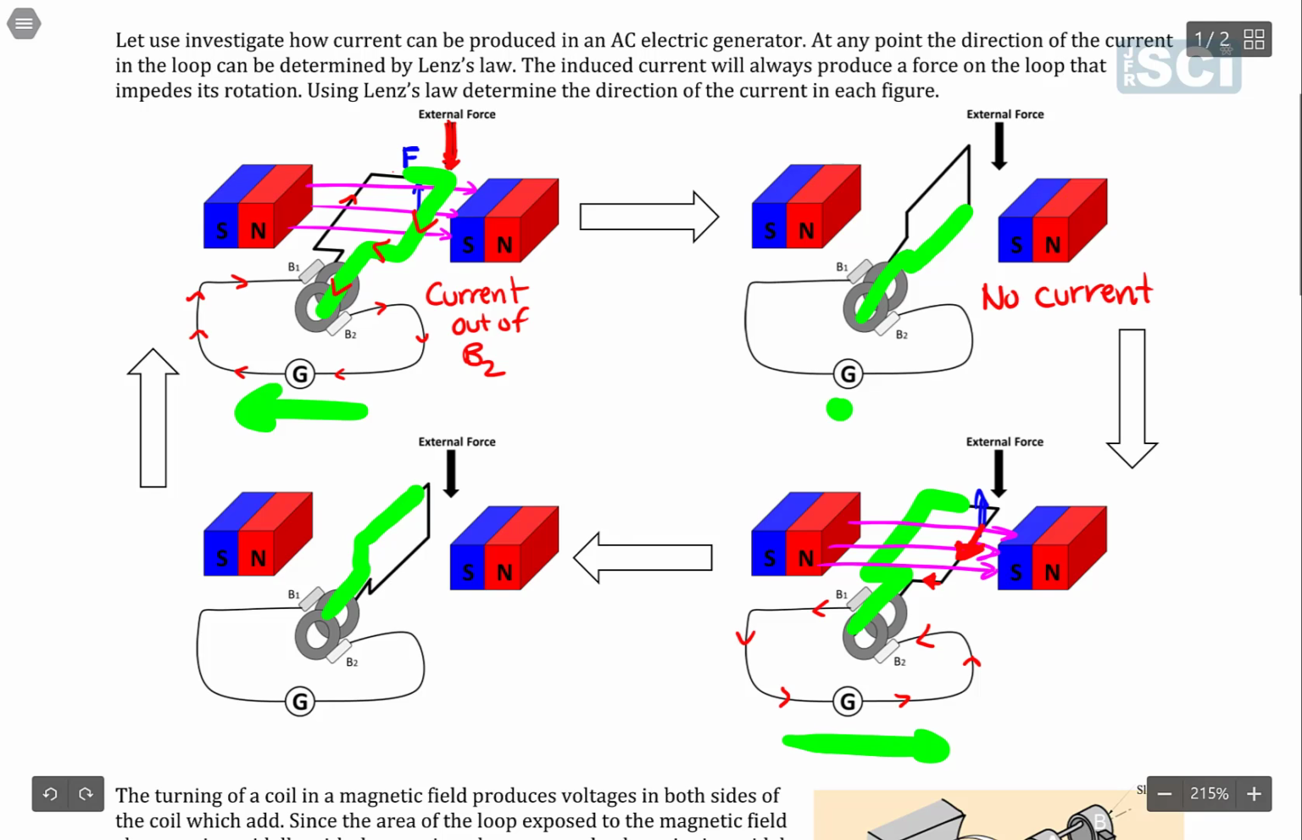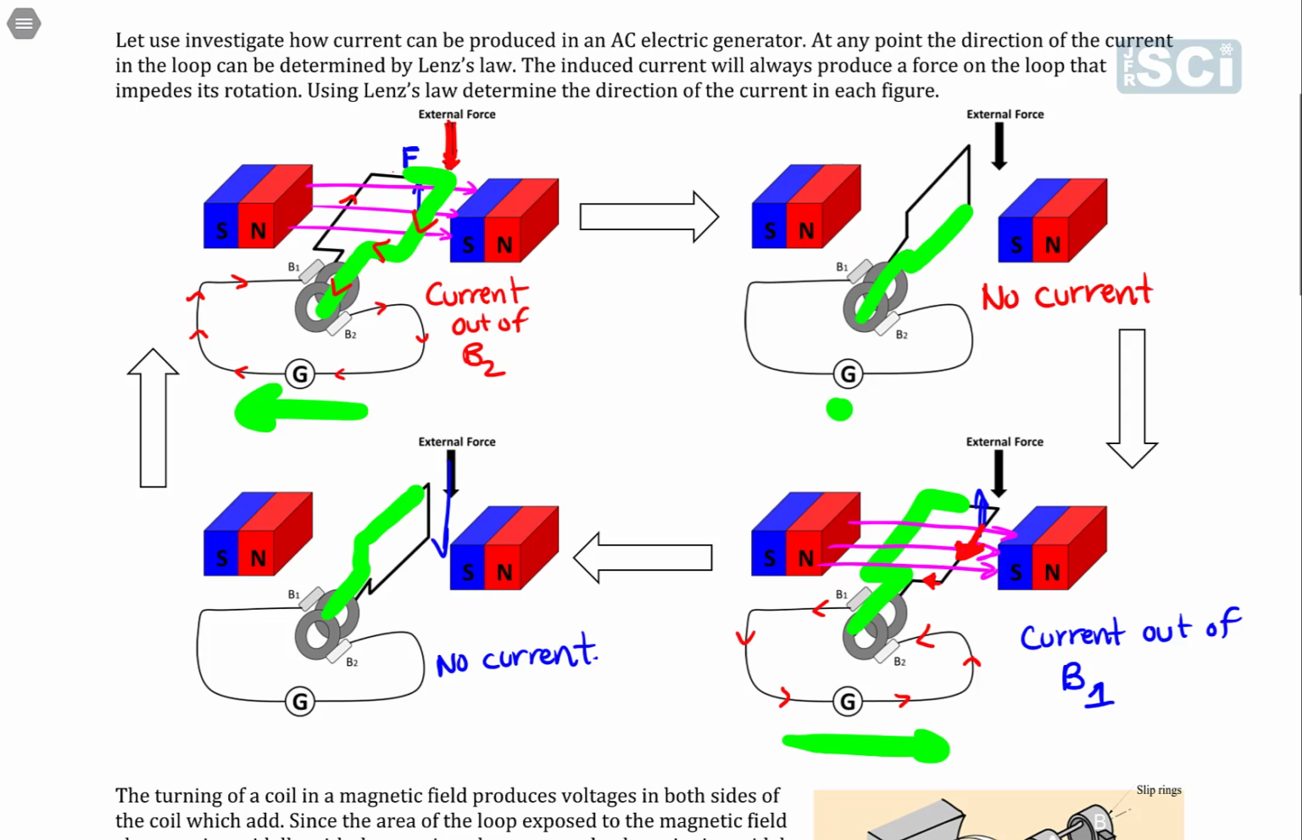And again, it's going to keep rotating, and when it does that, the external force is not acting on my loop of wire, which means that we get no current again. And in the case of this B3, what we had was B3 had current out of B1. And so what I'm noticing is that my current is flip-flopping back and forth from being clockwise to counterclockwise, which is by definition AC current.